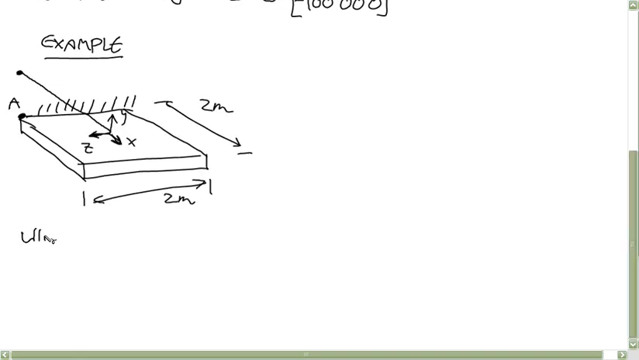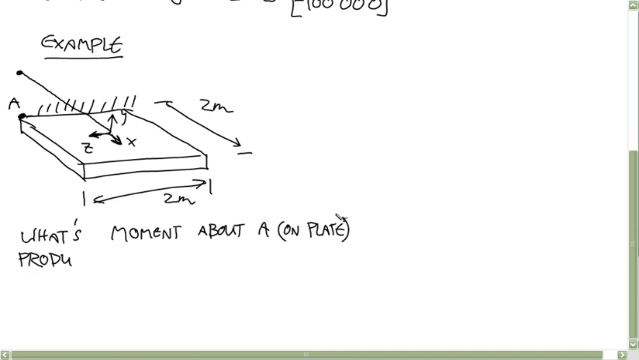Let's calculate the moment about A produced by that cable tension. And this is the moment about A acting on the plate. So I'm not talking about the moment on the wall or something. So what's the moment about A produced by the cable force?